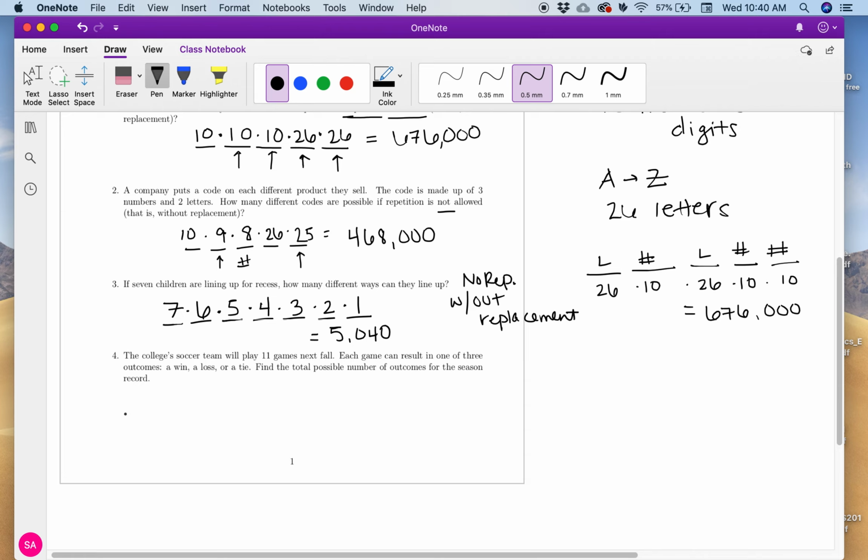All right, let's do one more. The college's soccer team will play 11 games next fall. Each game can result in one of 3 outcomes: a win, a loss, or a tie. Find the total possible number of outcomes for the season record. All right, so there's 11 here, and I'm not going to draw all of these because something cool is going to happen on this problem. So let's just start with the first 3 spots, and well, let's do 4 spots, and then we'll see if a pattern emerges.